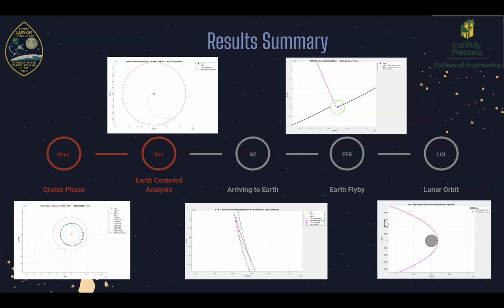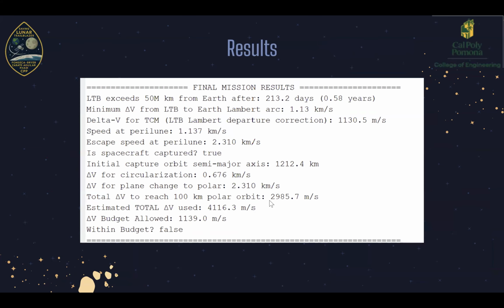Using this approach, we were able to reach Moon orbit, be captured by Moon gravity, and get to 100 kilometers periapsis. Unfortunately, the problem with this approach is that we are exceeding the amount of delta V that we are able to use. This is more than what the project mentioned, and it was the requirement. So it's part of the recommendations that we have for the project.